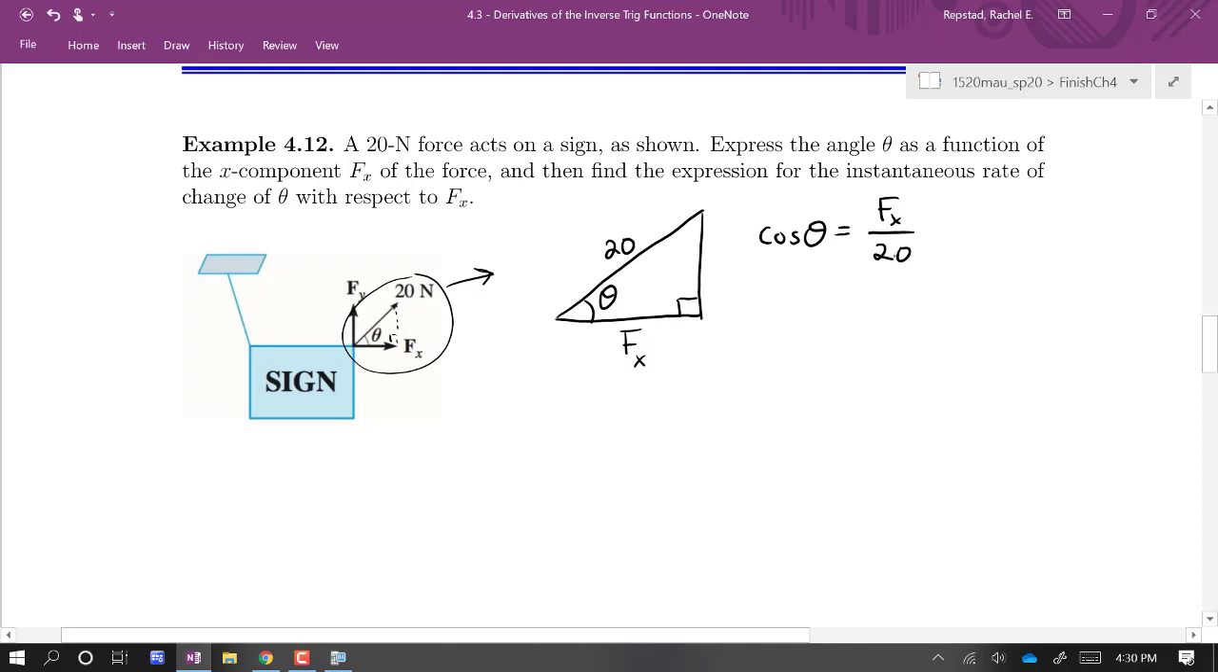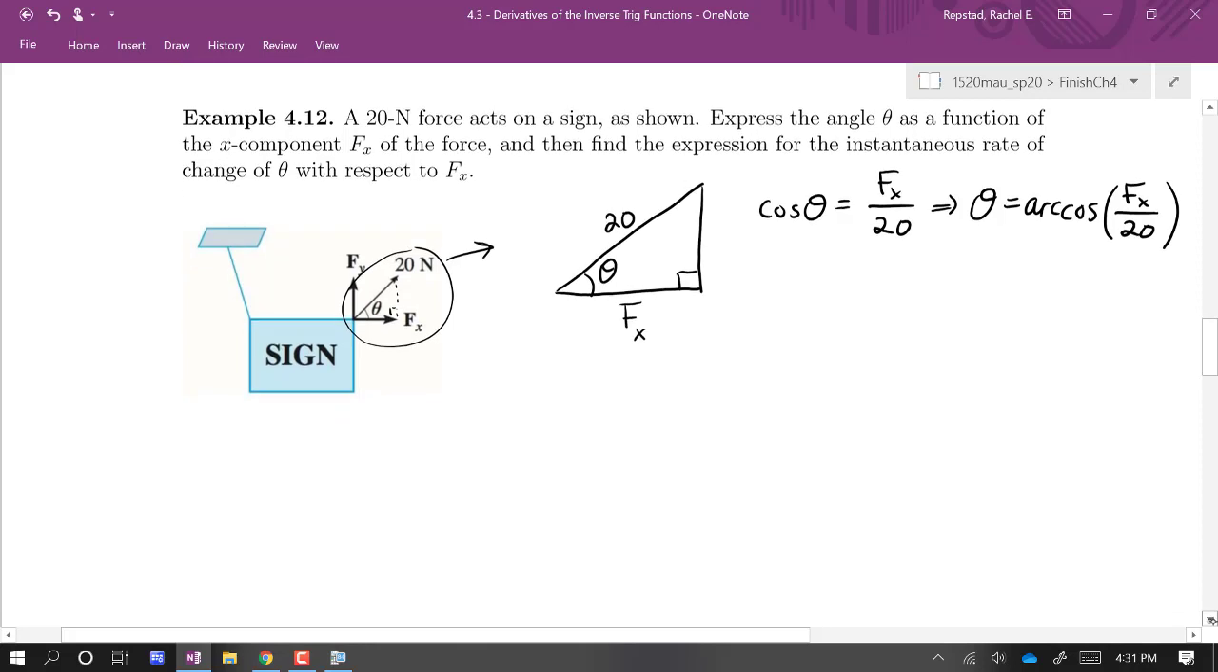Now we're not quite there yet where we want to be because it says express the angle theta as a function of f sub x. What we've done right now is just express cosine theta as that function. So if I want to pull the angle out, this is where I'm going to use the inverse function. So I'm going to use arc cosine. If cosine theta is equal to this fraction here, that means theta is arc cosine of f sub x over 20. So that's the first part. We've expressed theta as a function of f sub x.